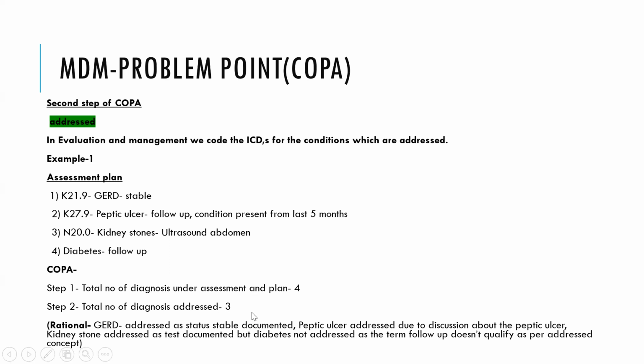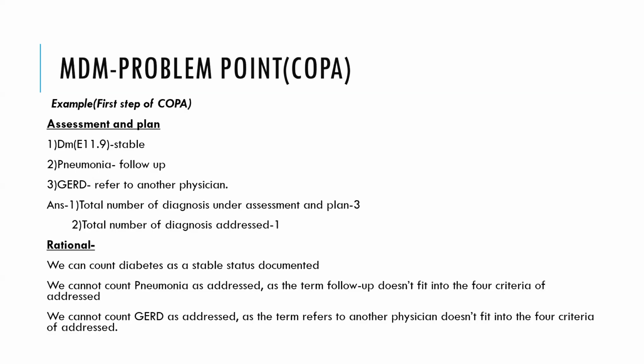Yes, sir. Okay. Now, whatever conditions are addressed, only those ICDs you need to code. So if you see here, I have written the ICDs in front of a condition, that is GERD K21.9, peptic ulcer K27.9, kidney stone N20.0. But for diabetes, I have not coded. Why? Because it is not addressed. If diabetes is not addressed, you are not supposed to code the diabetes in this case. So it is not addressed. I am not going to code the ICD for this. Is it clear to you? Yes, sir. Okay, now we are going to see some examples. So now this is your turn. If you see here, how many conditions you can see under assessment and plan?